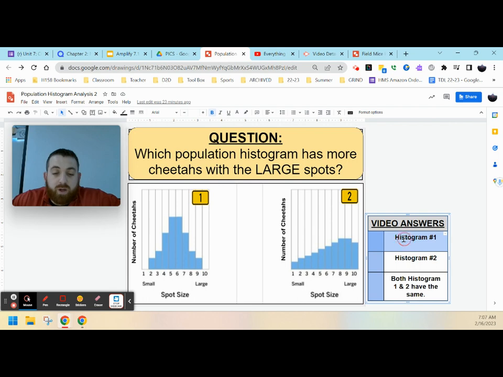Our options, as always, are histogram number 1, histogram number 2, or they both have the same amount of large spotted cheetahs. So take a second, pause the video, and select your answer. And when you're ready to go over the answer, unpause the video. All right, I think you got it. Let's take a look.